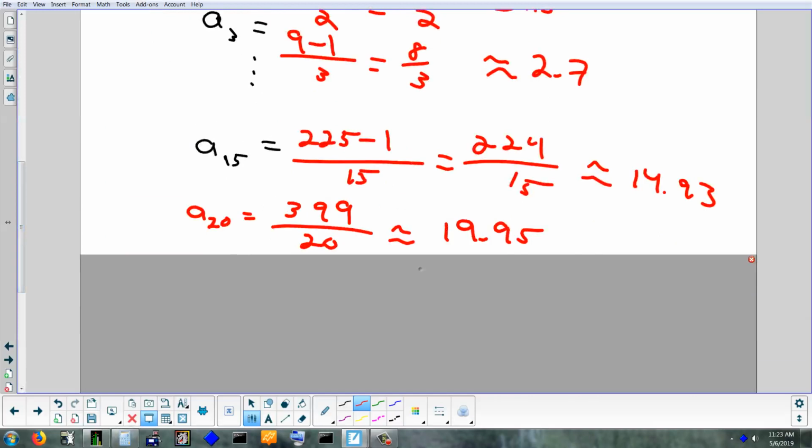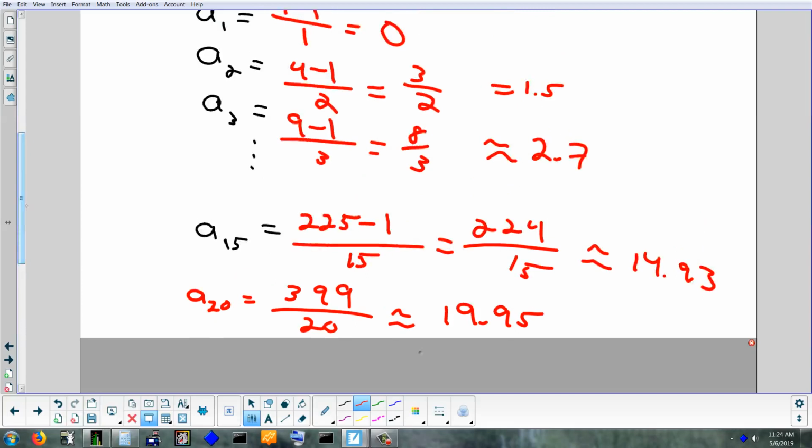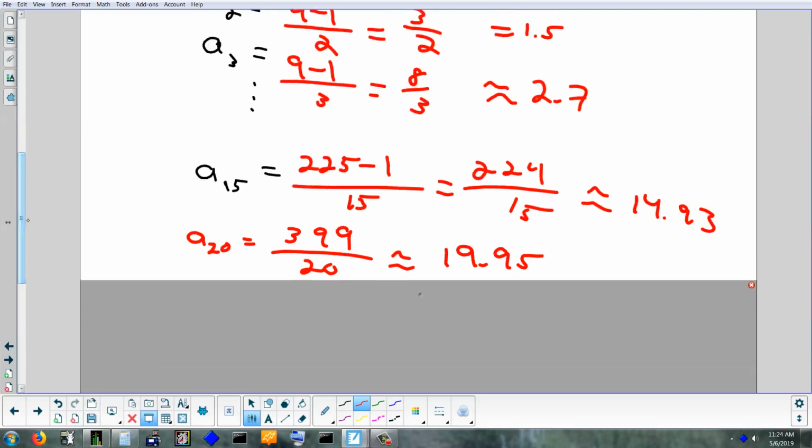So anybody see the relationship now between the term and its position? Yep, Chris? So like the nth term to like 20, going from the 20th term, the number you get is almost 20, but not quite, and as n increases, you get closer and closer to your n, but not quite. So like n equals 2 is 1.5, which is almost 2. Yep. But n equals 20 is 19.95, which is closer to 20 than 1.5 is.